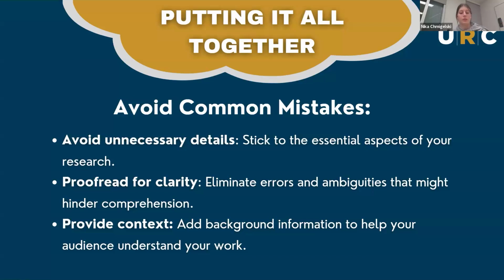Another important thing is obviously to proofread for clarity. You want to remember to go back over your abstract and maybe even have a friend read it over so that you don't miss any errors or gaps in your writing before submitting. Another benefit to this is that maybe your friend doesn't know as much about your research as you do, so having someone who's not as familiar look over it and understand it could be a really good way to see if your abstract is ready.